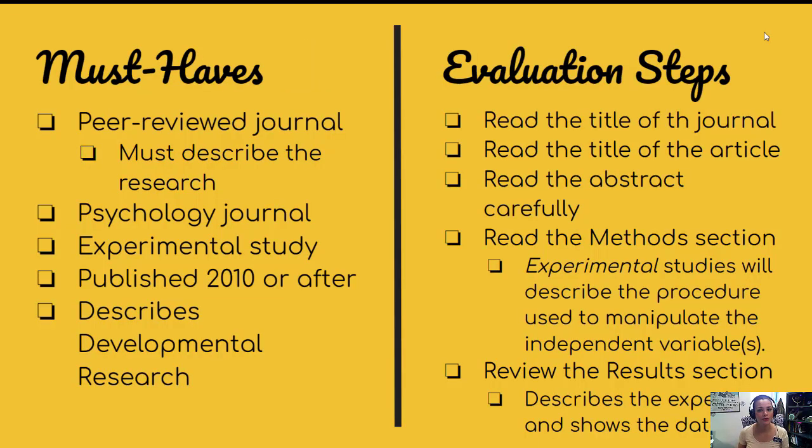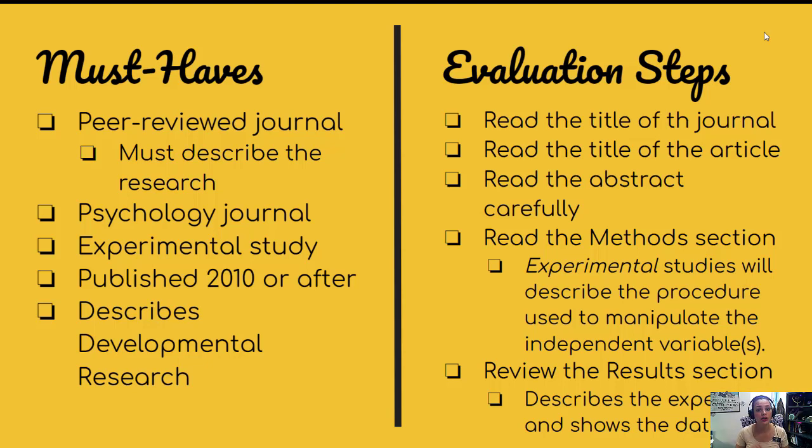I've actually gone through your assignment and pulled out the things that we need to keep in mind as we search for an article. On our left-hand side, we have our must-haves. So we know that we need a peer-reviewed journal article. It needs to be from a psychology journal and published after 2010. And more specifically, we're looking for an experimental study.